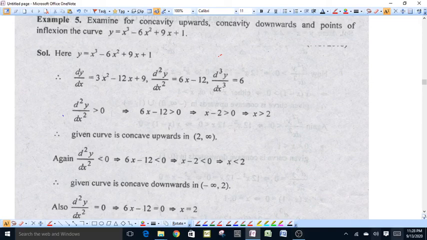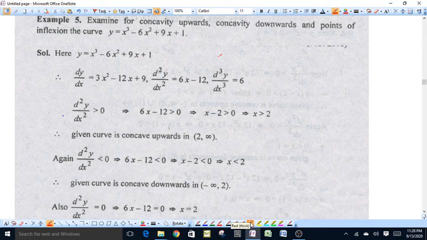Dear students, welcome again. We have already studied the concavity and convexity of curves in the first part of this video. In this part, we will take some other examples to study the concavity and convexity of curves and to find the points of inflection.